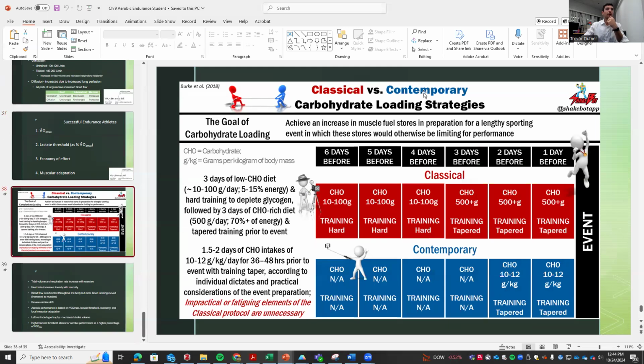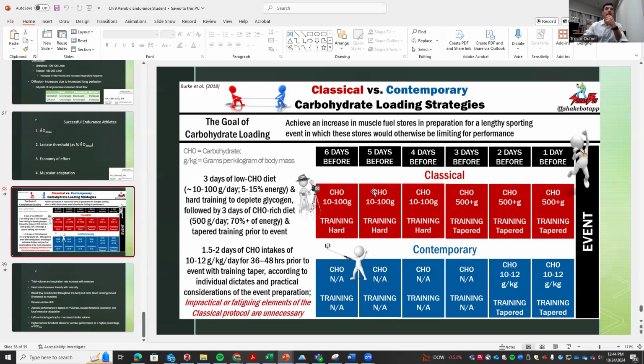We're going to talk about classical versus contemporary carbohydrate loading strategies. This keys in a little bit on carbohydrate timing, which I'll talk about in the very last lecture of the year, right? But this is important for aerobic performance or high intensity performance. So the classical idea of carbohydrate loading is essentially what you see here. We have our event, right?